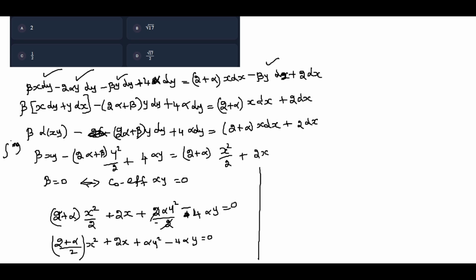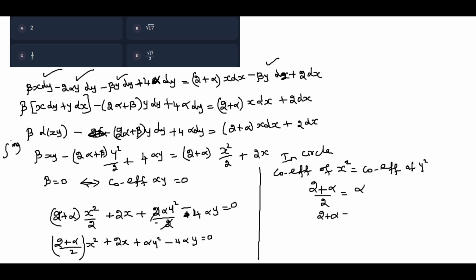In a circle equation, we know the property: coefficient of x square equal to coefficient of y square. Because in circle this condition is satisfied. So here 2 plus alpha by 2 which is equal to alpha. So 2 plus alpha equal to 2 alpha, so that alpha equal to 2. Alpha equal to 2 and beta equal to 0.